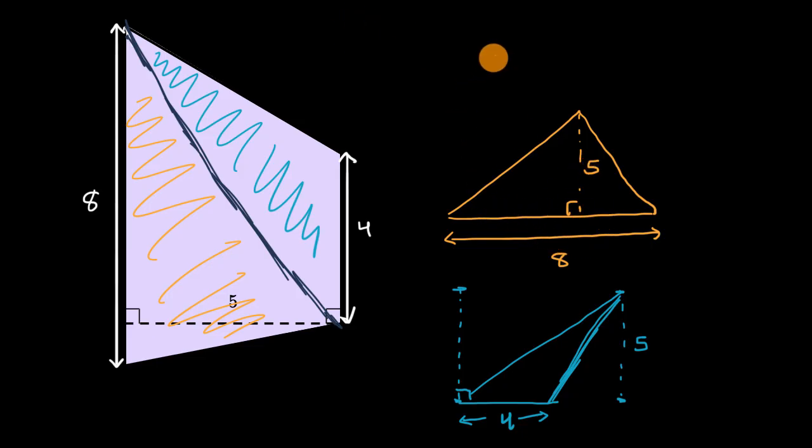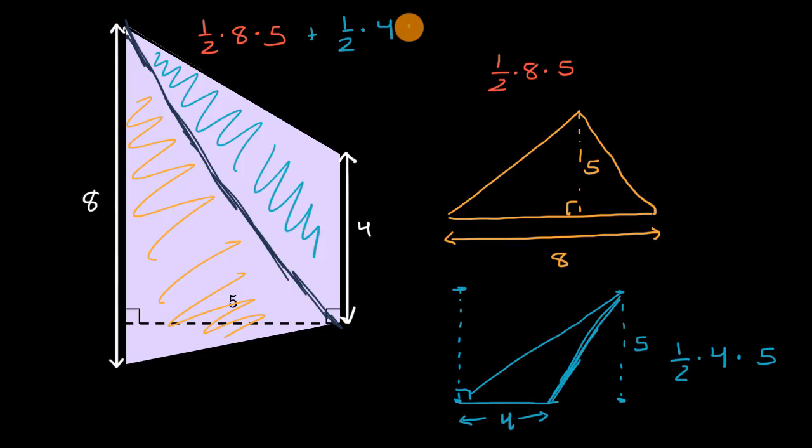So the area of this one right over here is going to be 1/2 times 8 times 5. And the area of this one over here is going to be 1/2 times the base, which is 4, times the height, which is 5. And we could evaluate each of these, or we could just add them together, that the area of the entire thing is going to be 1/2 times this base right over here, which is 8, times the height, which is 5, plus 1/2 times this side, you could do that as the other base, times 4, times that same height, times 5.